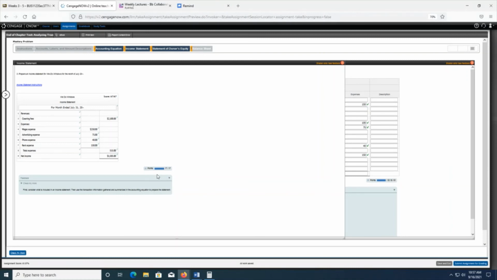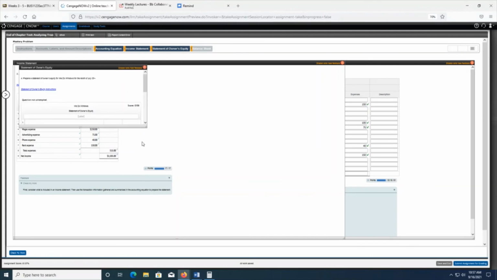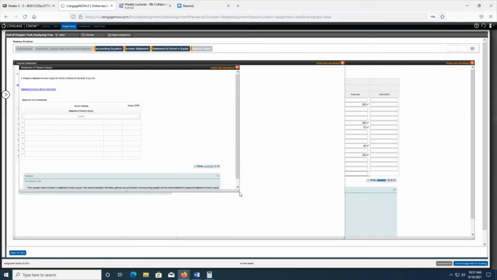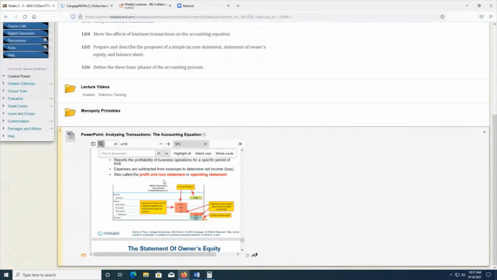Woohoo! I got a 17 out of 17. Okay, yeah. So if y'all are doing this with me, then y'all will have that as well. Okay, so that is how that works. So if you follow this, then you've got most of the account equation and the income statement. The statement of owner's equity is exactly what it looks like. Okay, and use this because this was my profit and loss statement, my income statement.